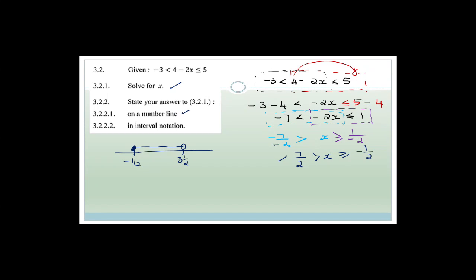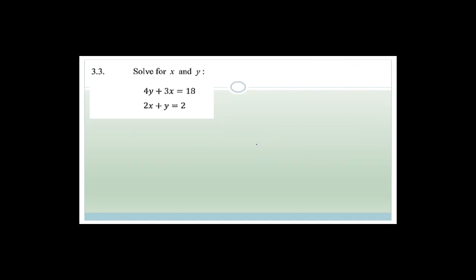That is on the number 9. Now we want the interval notation. And interval notation is going to be, we include the minus a half, but we do not include the 7 over 2, so it's a curved bracket. So there you go. So this is the number line, this is the interval notation, and that's just solving for it like normal. Let's move on.